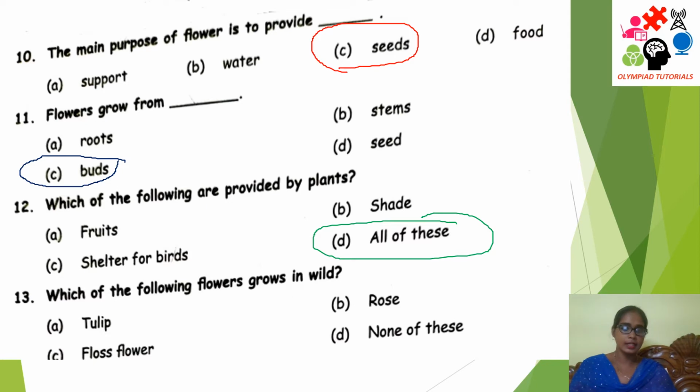Then question number 13. Which of the following flowers grow in the wild? You have four options: tulip, rose, floss flower, none of this. So here your option is going to be floss flower. Floss flower grows in the wild, and tulip and rose you can find in our garden also. On a regular day these flowers are visible to us. So white flower is a floss flower.